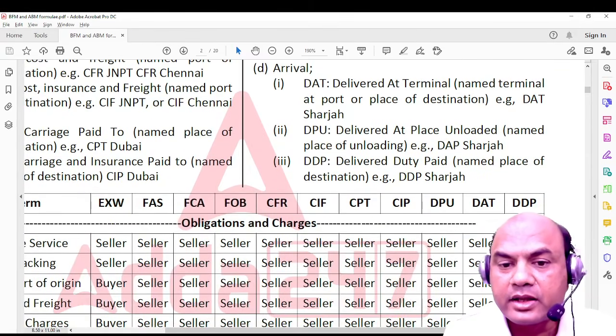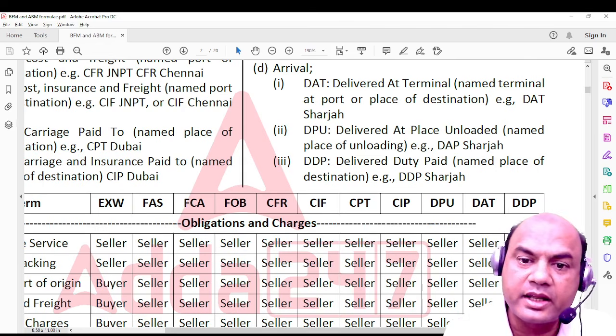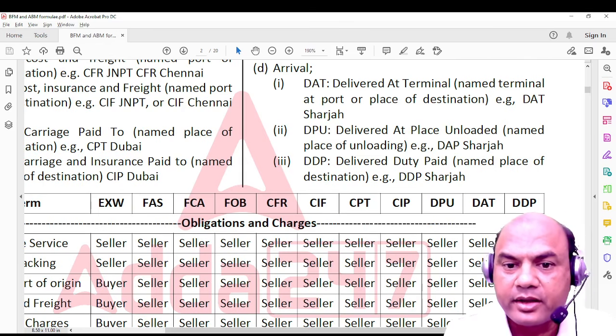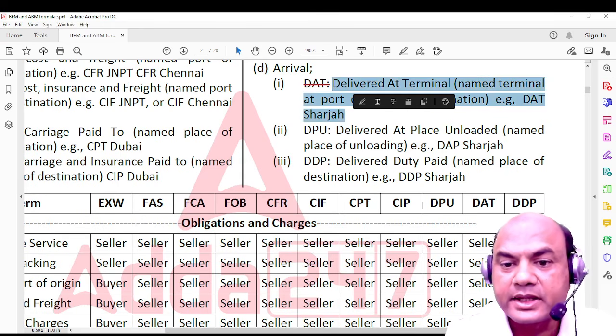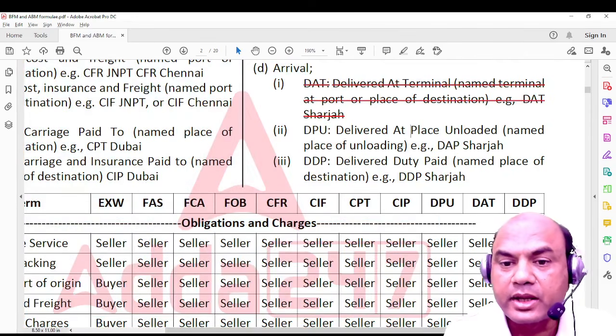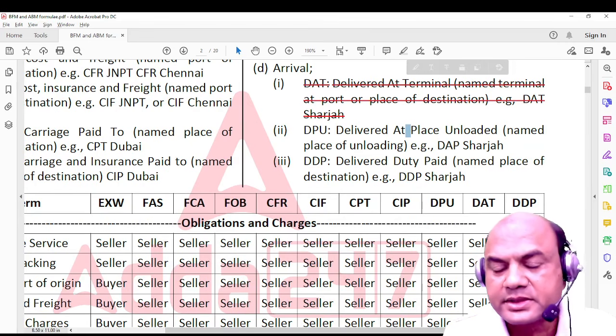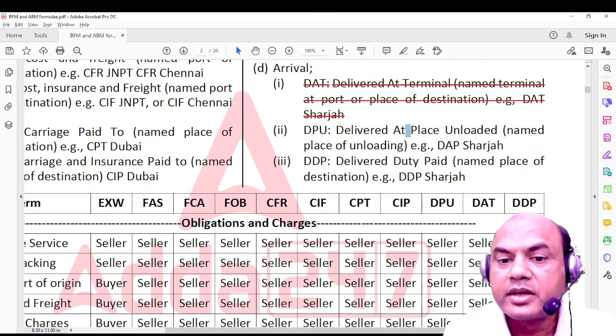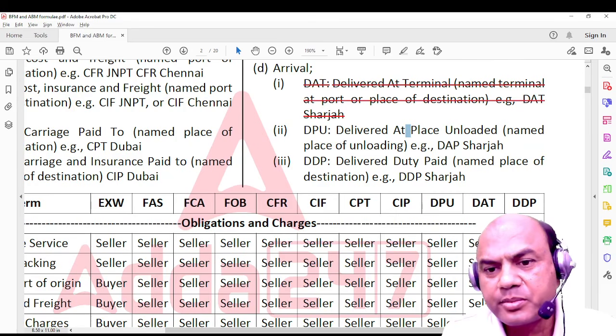Then DAT, delivery at terminal. Now this DAT is gone. Under Incoterms 2020, DAT is not there. Now it is DAP, delivery at place. So instead of DAT, make it DAP, delivery at place. DAP Sharjah means at place, whatever place you say.